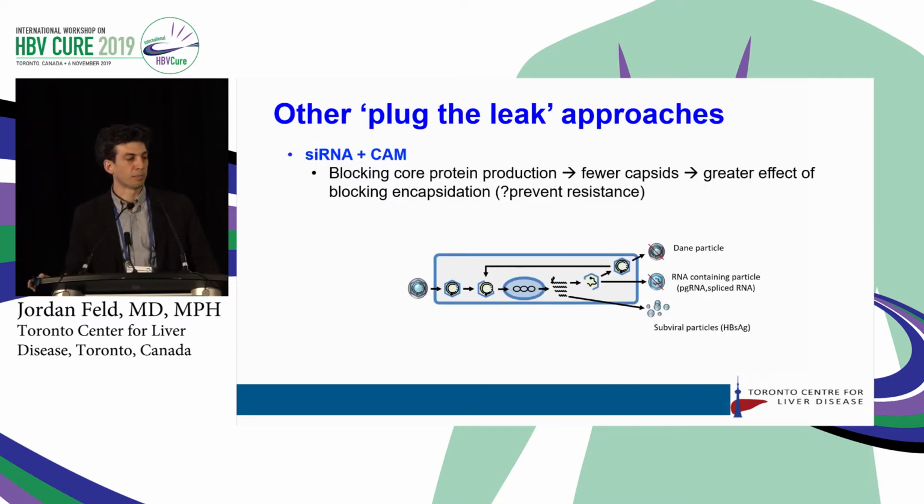So another plug-the-leak approach is that you can combine other agents, and again, we've heard about this approach of combining an siRNA with a capsid assembly modulator. Here the idea is blocking core protein upstream with the siRNA, so blocking production, you have fewer capsids, and then you should end up with a greater effect by blocking encapsidation. And again, this probably just enables some of the PK that we're seeing, that you're not getting 100% block with almost any of these agents.